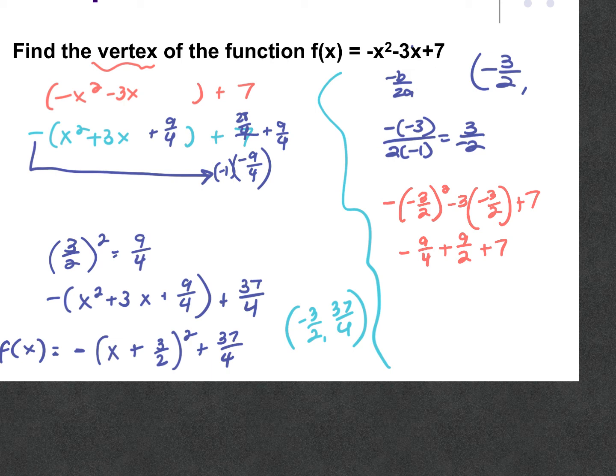Give them all the same denominator. So negative 9/4, I'd have to multiply by 4, by 4. This is negative 9/4 plus 18/4 plus 28/4, which is 37/4.